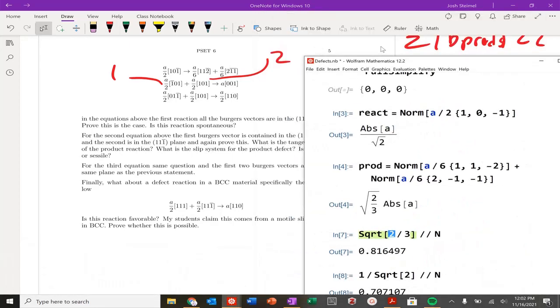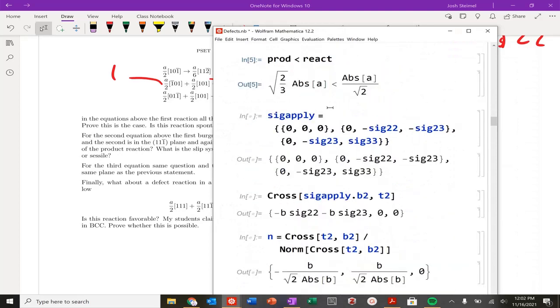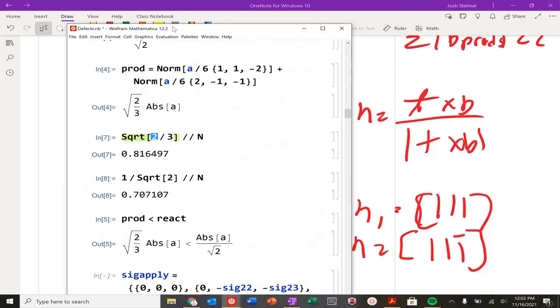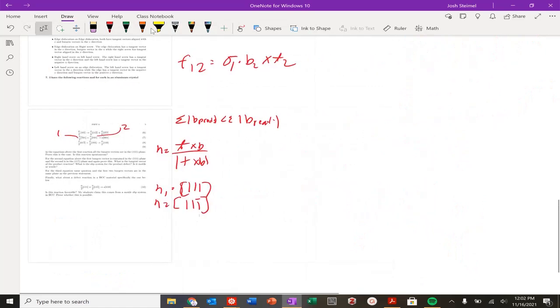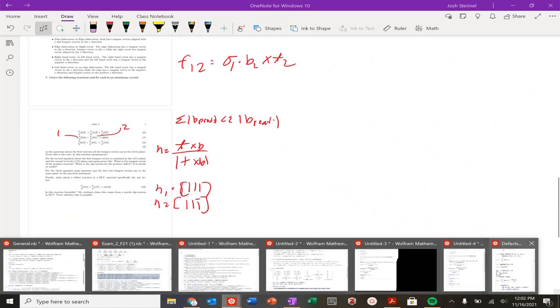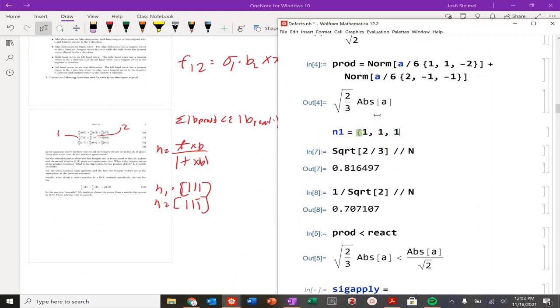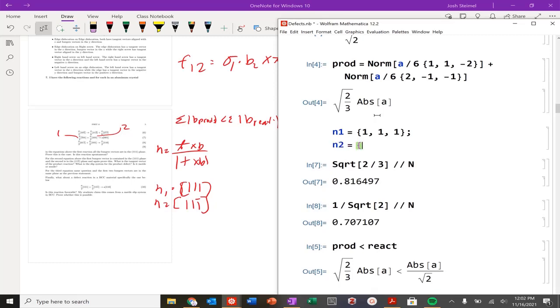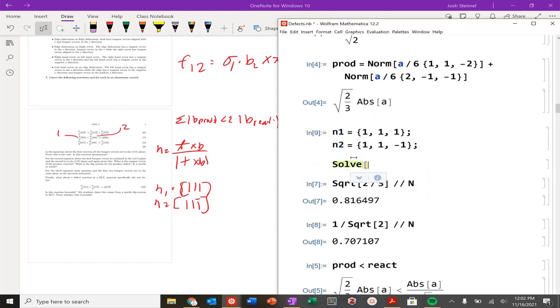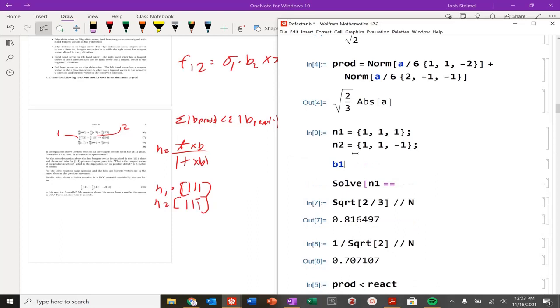If I want to look at the line of intersection of those two planes, I am going to do the cross product. Let's zoom out and move it a little to the side. I think we can still see, hopefully. My N1 is equal to 1, 1, 1. My N2 is equal to 1, 1, minus 1. Actually, you could do this: I could set that my Burgers vector 1 is equal to basically minus 1, 0, 1.